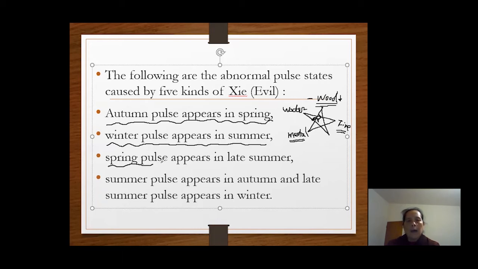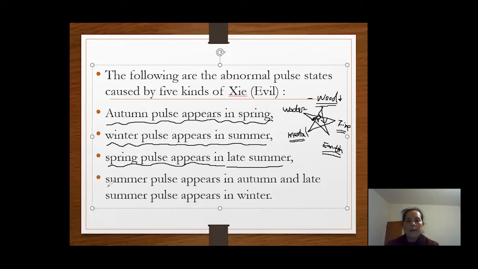And the spring pulse appears in the late summer. Late summer is the earth. Thus we say, one aspect, the idea is that late summer is the earth. Another idea is the earth controls each season for 18 days. But here we just say late summer is the earth. So the spring pulse can appear in the late summer. Still a control relationship there. Still overcontrol, or maybe the earth is too weak.